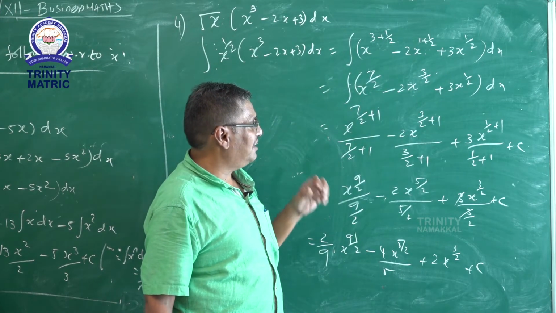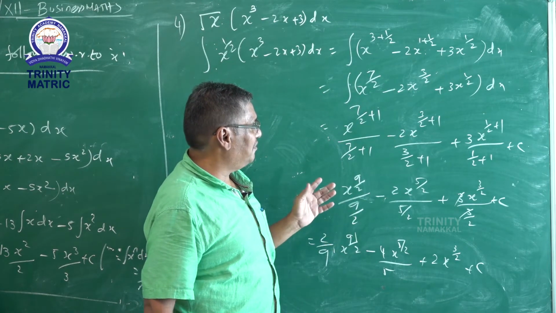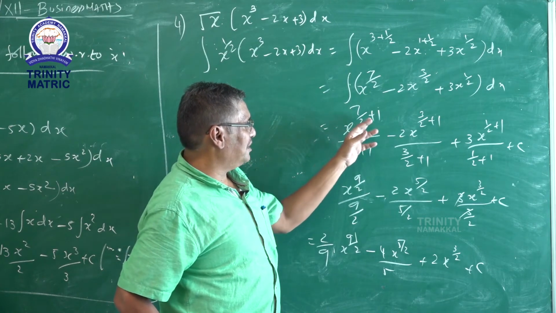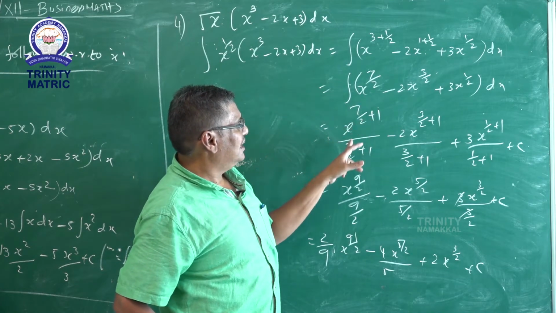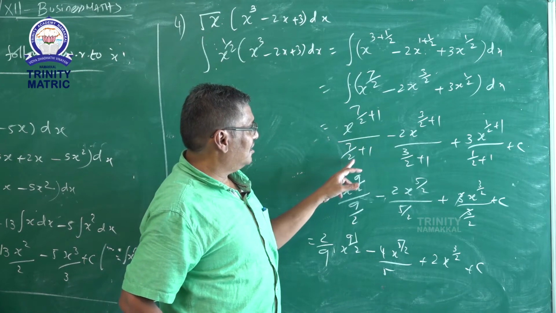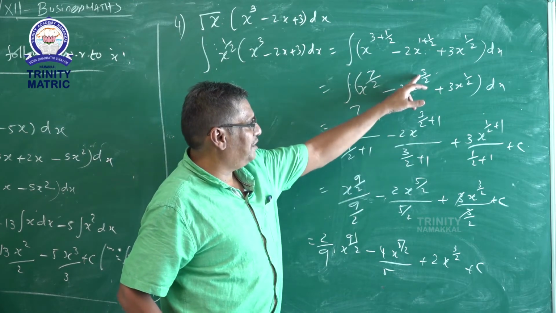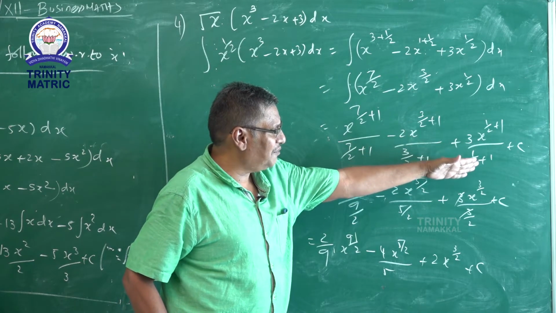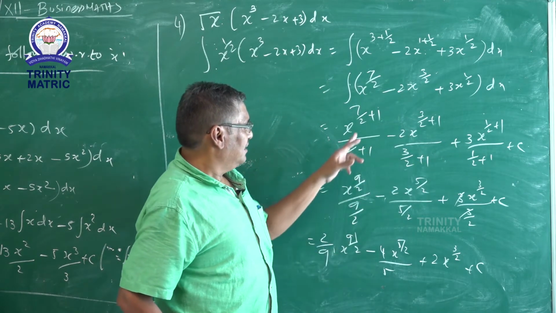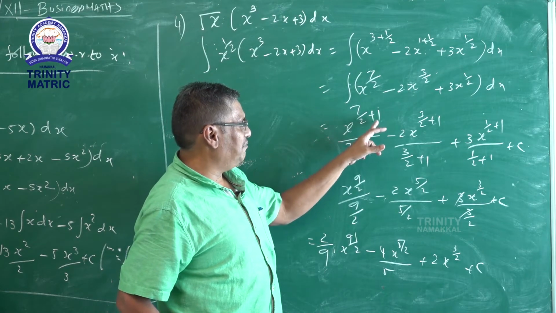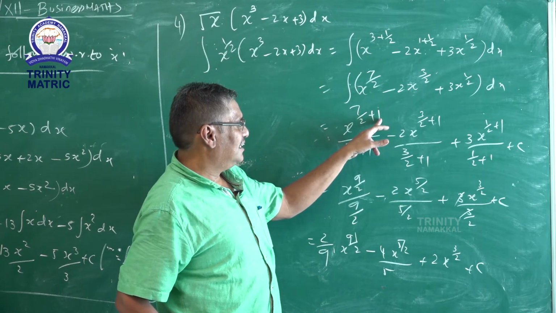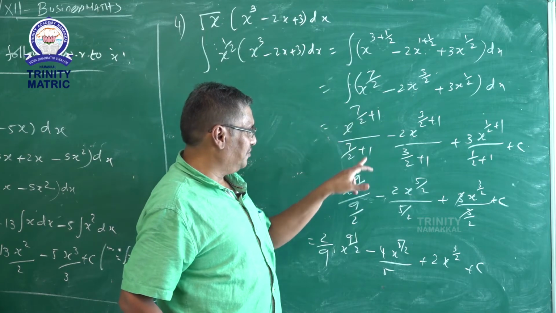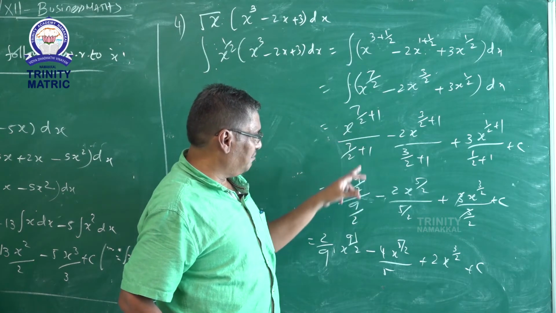The same formula. What is the formula? Integration of x power n dx means x power n plus 1 by n plus 1. So x power 7 by 2 plus 1, here 2x power 3 by 2 plus 1 by 3 by 2 plus 1, that is 3x power half plus 1 by half plus 1, plus c. Same LCM. So 7 by 2 plus 1, 7 plus 2 by 2, 9 by 2. So x power 9 by 2, by 9 by 2.